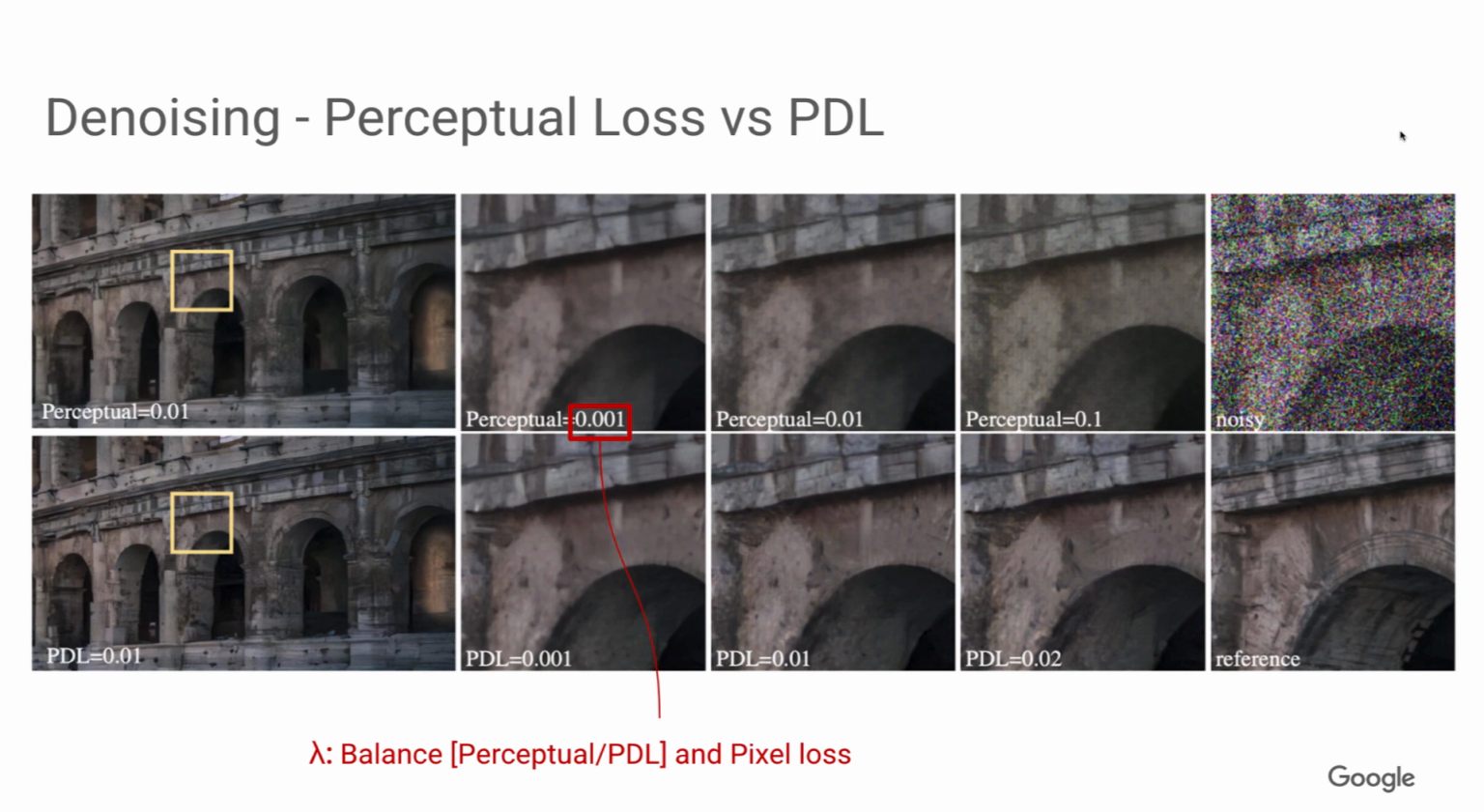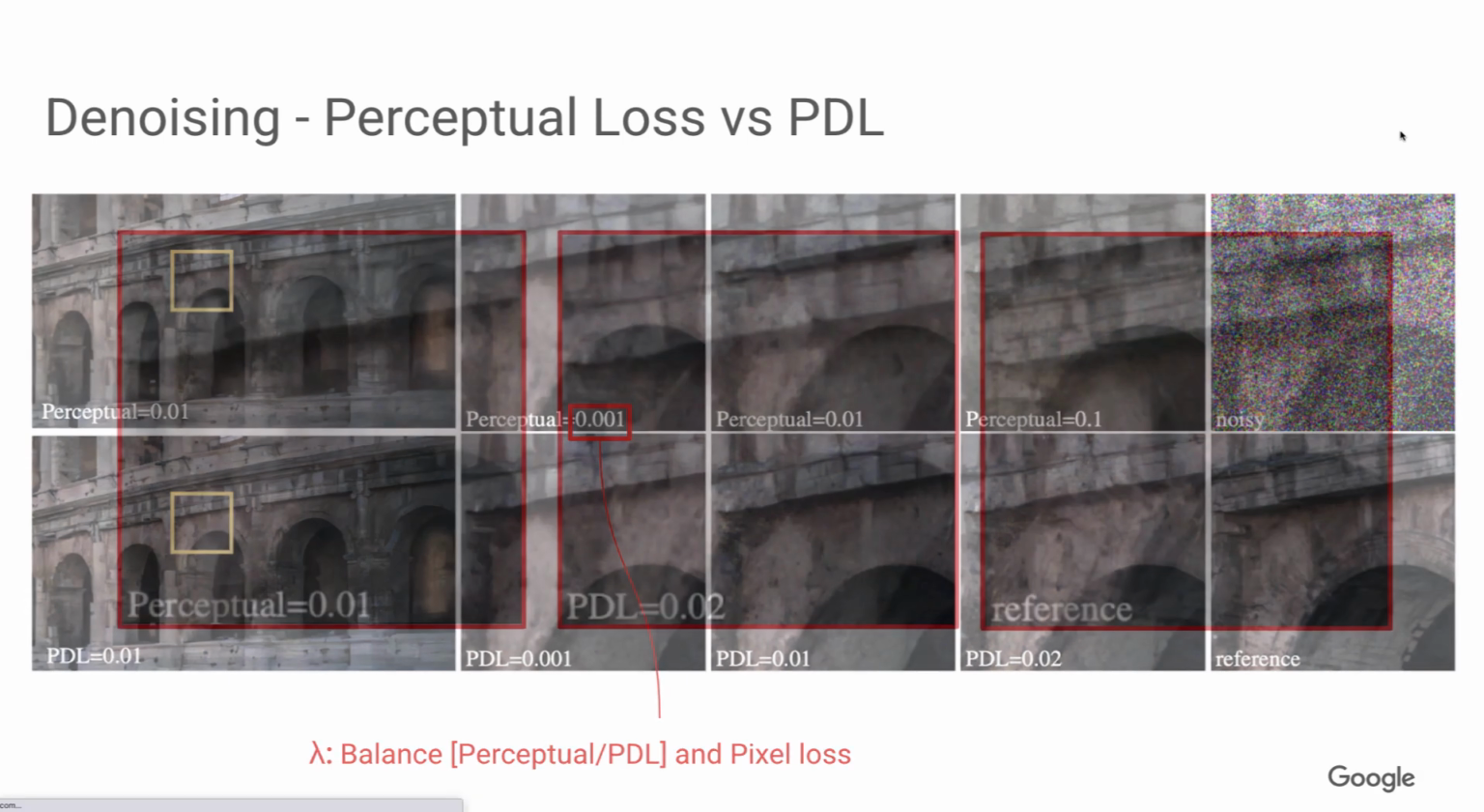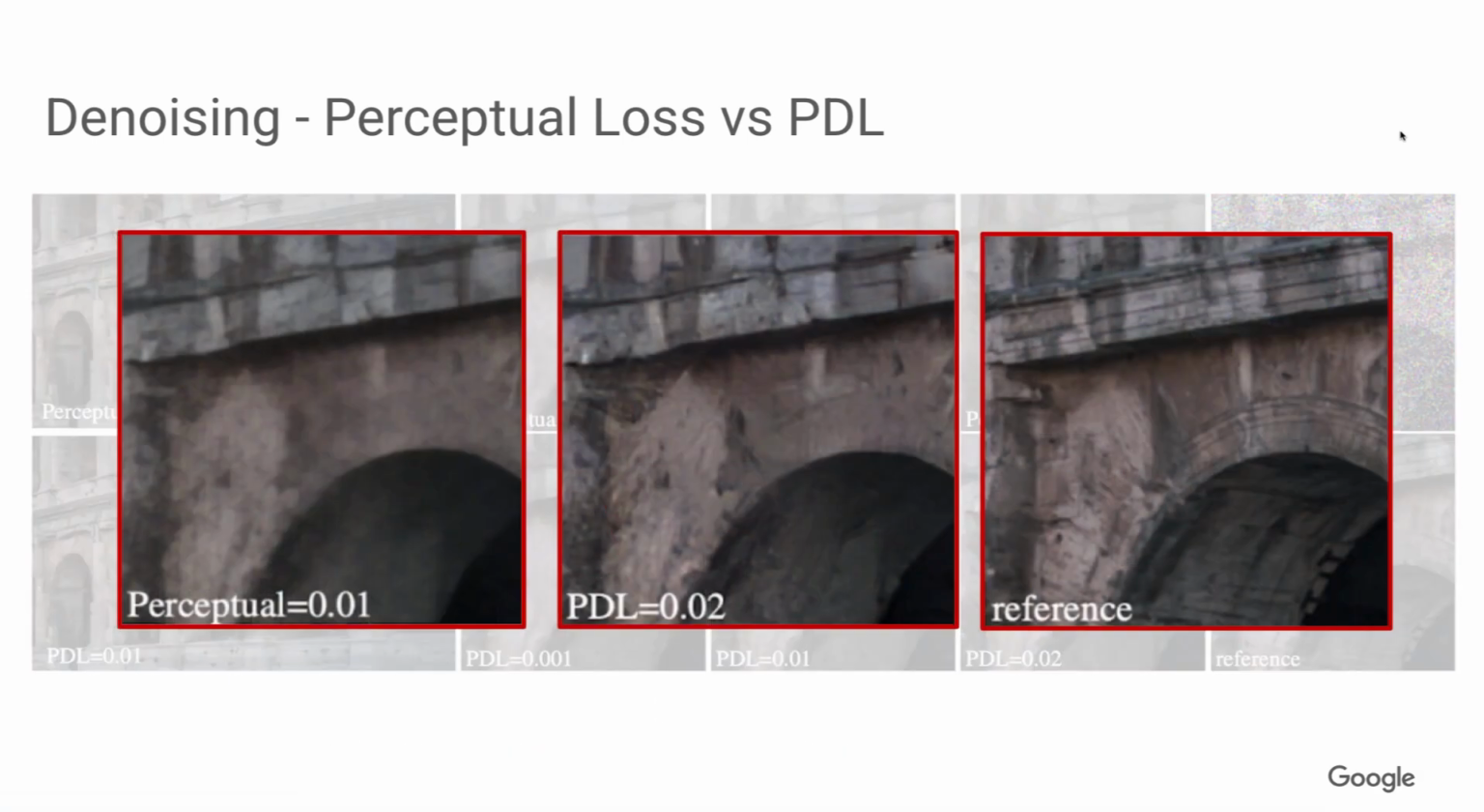To analyze the performance of the PDL loss, we trained and compared many different models using different balances between the pixel and distribution loss terms. We found that the PDL loss produces a better range of good quality results when changing the loss balance parameters than the traditional perceptual loss. Here you can see a close-up of the best found configuration for PDL and the perceptual loss. PDL better preserves details than the perceptual loss.